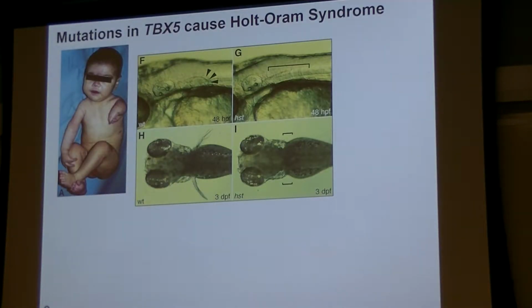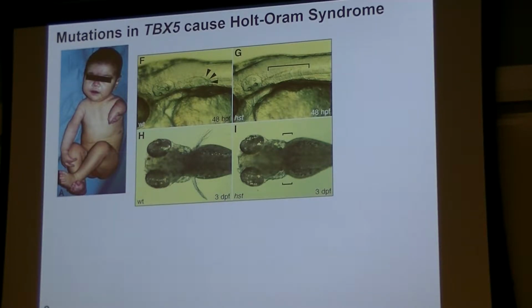So this has applications to human syndromes, such as a syndrome known as Holt-Oram syndrome. And this turns out to be a mutation in a transcription factor known as TBX5. And in humans, what you see is defects specifically in the formation of arms. So you can see the patterning of these arms, the construction of the different elements has gone wrong. And then they also have congenital heart defects.